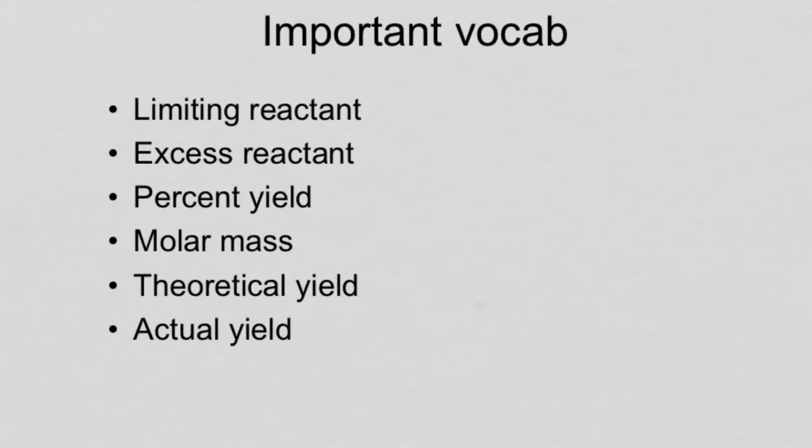Percent yield is the amount that you actually did make from what you should have made on a paper calculation. So it's going to be less than what you could make according to your calculations. Molar mass is familiar. Theoretical yield is what you make on paper when you're doing your calculations. Actual yield is what you actually make when you do any kind of experiment.